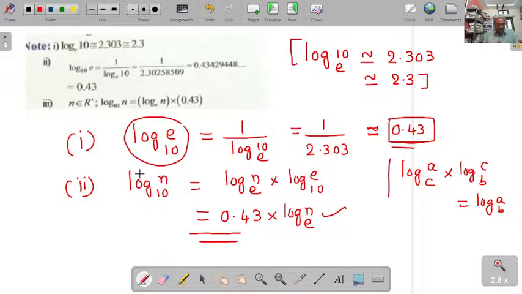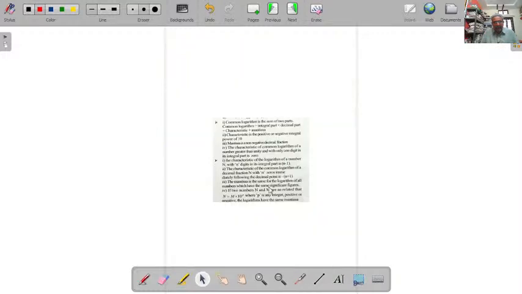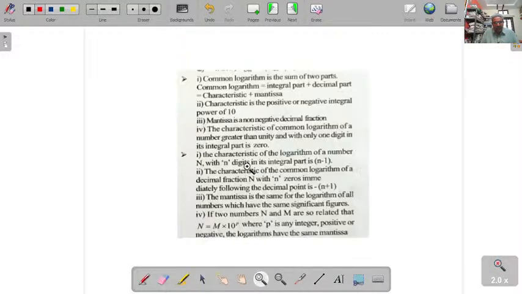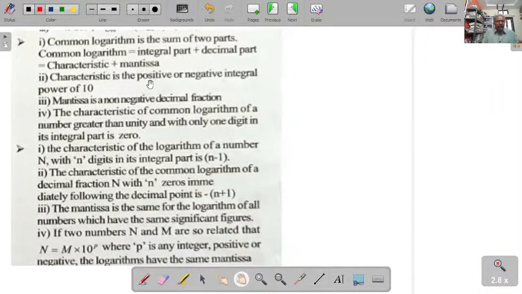Common logarithm can easily be calculated using the logarithmic tables. This is the relation between common logarithm and natural logarithm. I hope it's very clear to you. Some more discussion points we are going to discuss one by one. We shall have a clear discussion regarding common logarithms also.